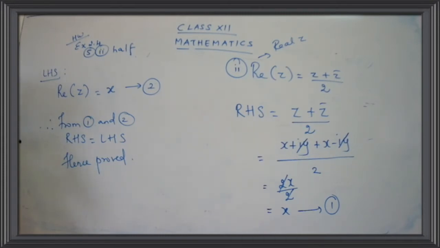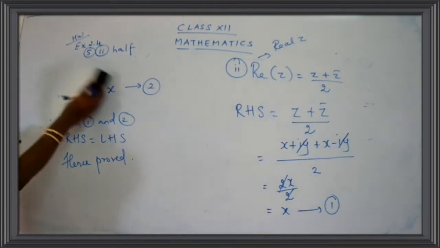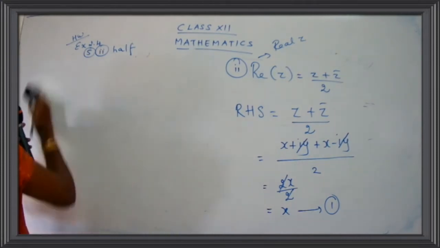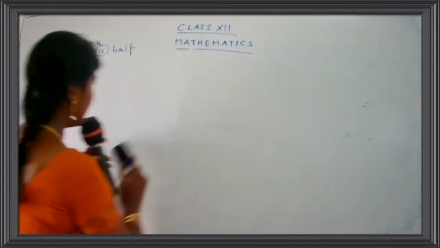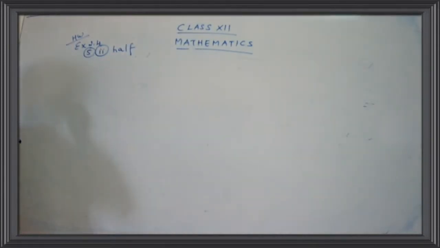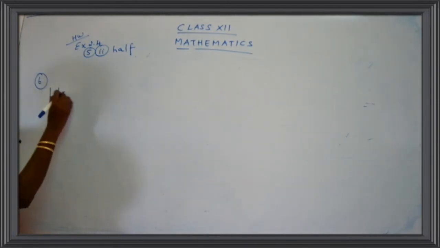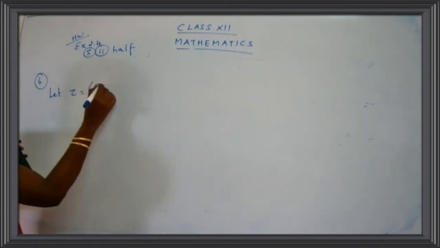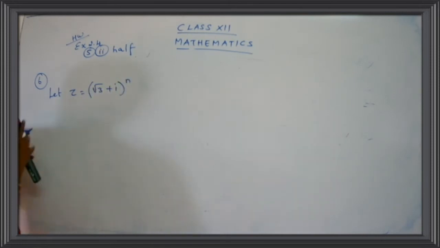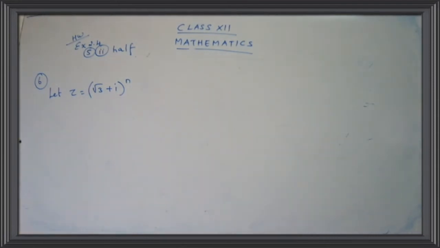Let's proceed with our answer, children. I hope you have taken all these parts. Let's start sum number 6. Write down here. Let z is equal to, what is the complex number given to you? Root 3 plus i the whole raised to n. This is what is given to you in the question.